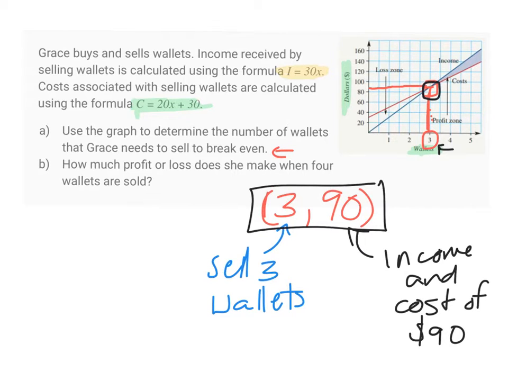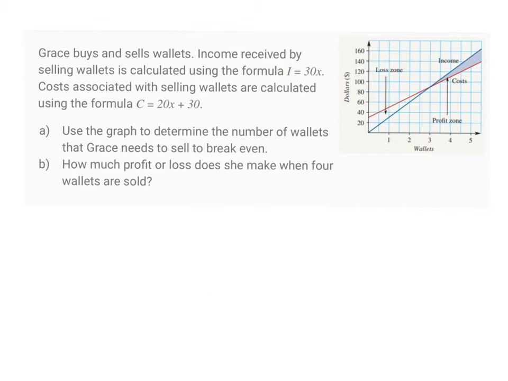Done. So I'm going to flip to my next slide to do B. How much profit or loss does she make when 4 wallets are sold? So one method that we talked about in class was that you could read the graph. So we could read up, then figure out where our cost and our income both cross 4. And then you have to read carefully, which can be a little bit tricky. It might not be exactly accurate, depending on the graph. So there's another way we can do this that's a little bit more accurate.